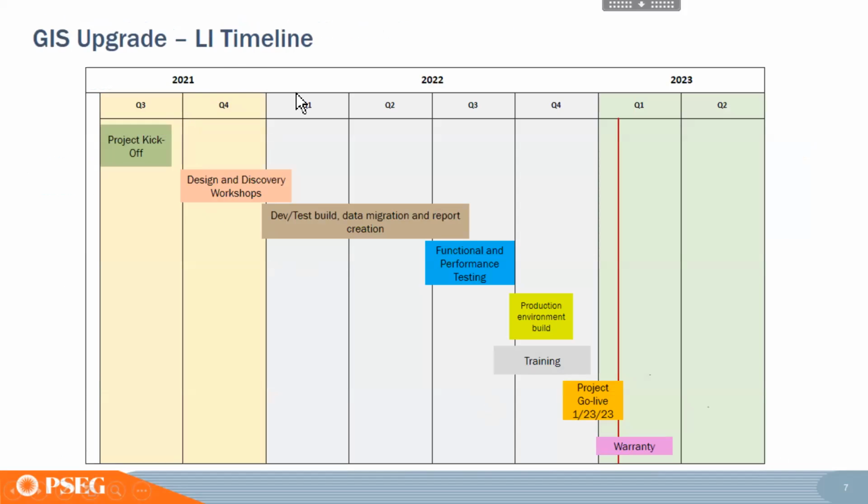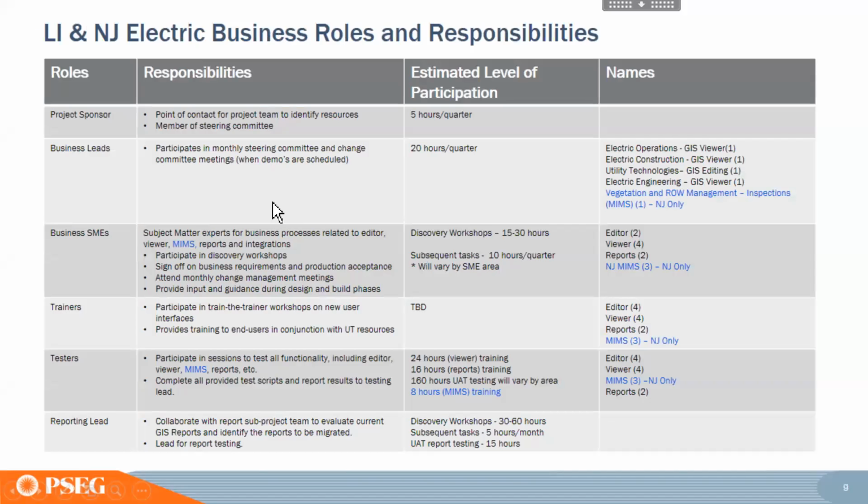And then I put together another example of a timeline. This is more in line with what the business would like to see rather than the stage gate process. This was really to describe when they would be needed. They're heavily needed, the business, during the design discovery workshops, during the functional, UAT testing. They're going to be involved in training, and then obviously go live. Going to skip this. And this shows the level of participation for each of the types of roles that we have on the project. It lets them know how many hours per quarter they'll be needed for the different types of activities that they're doing.